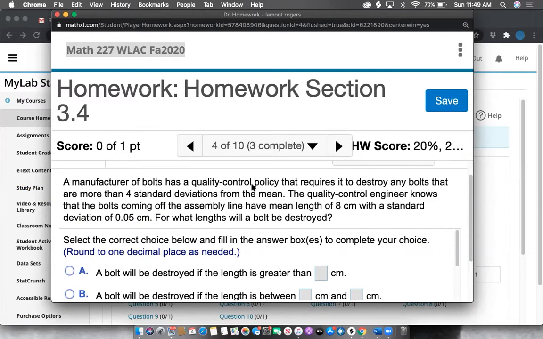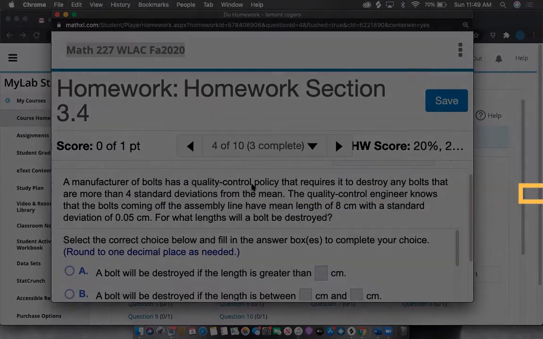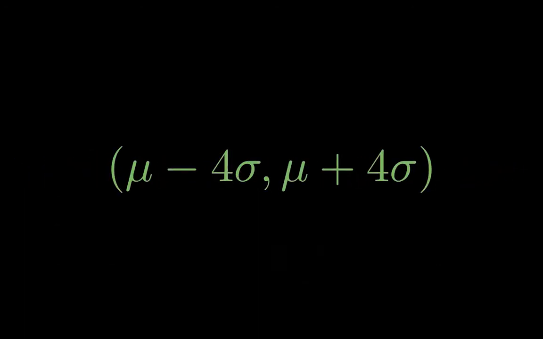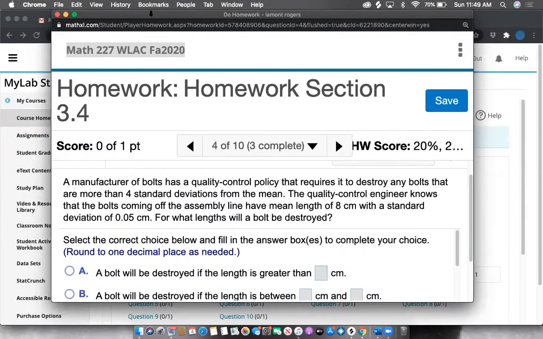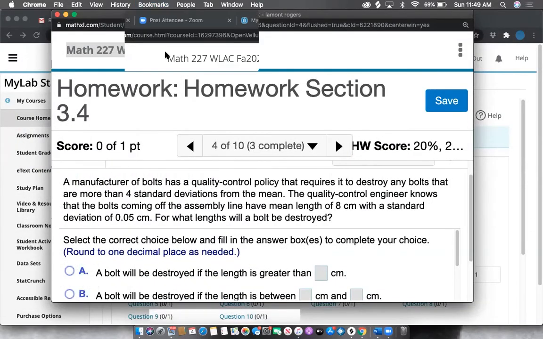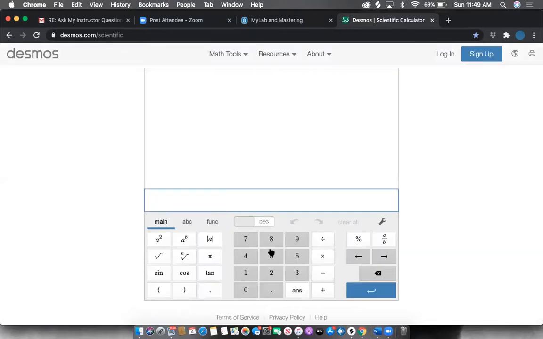Okay, so for this one, it says 4 standard deviations. So all you have to do is add and subtract 4 standard deviations from 8. If you pull up Desmos, the mean was 8, so type 8, and then minus 4 standard deviations, so put 4 times the standard deviation, which was 0.05.